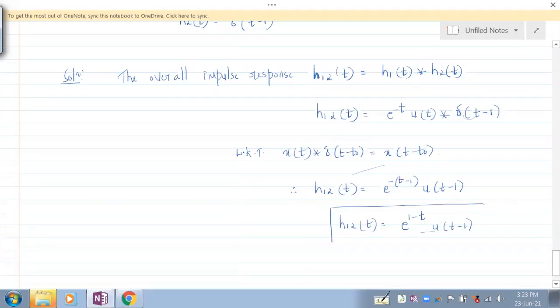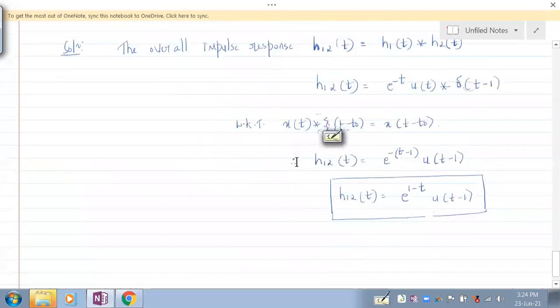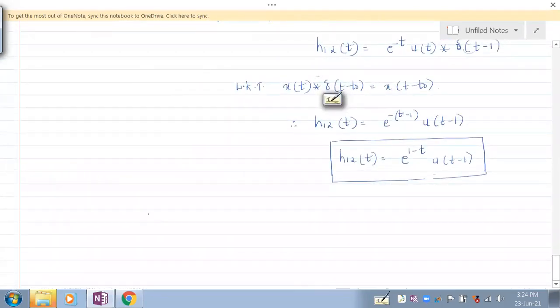What have they asked us? They've asked us to find out the output of the given system. See, what is it that they've asked? Find the response y of t of the cascaded system. So therefore, y of t would be x of t being convolved with h12 of t.